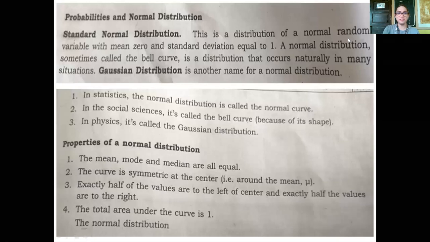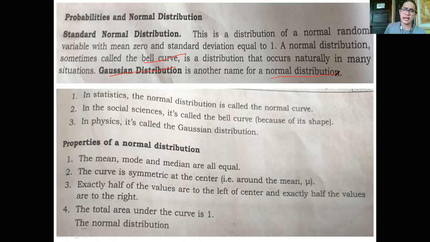Okay. So now let's proceed to the probabilities and normal distribution. So standard normal distribution is a distribution of a normal random variable with mean 0 and standard deviation equal to 1. So since standard normal distribution is something related to probabilities, meaning to say the distribution has mean 0 and standard deviation 1. A normal distribution is, most of the time, known as the bell curve. So it's a distribution that occurs naturally, so normally in many situations. The Gaussian distribution is another name for normal distribution. Do not forget, Gaussian distribution is also known as normal distribution.